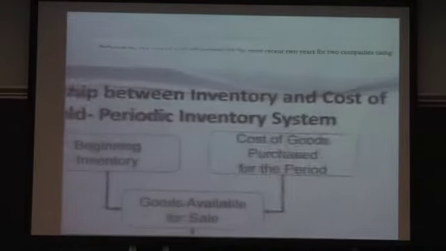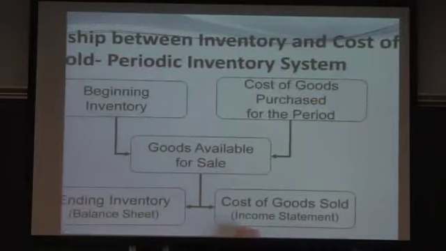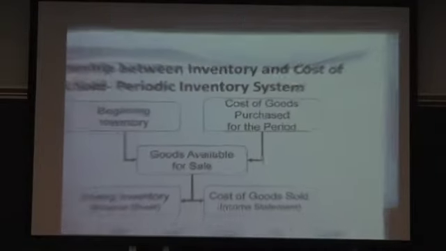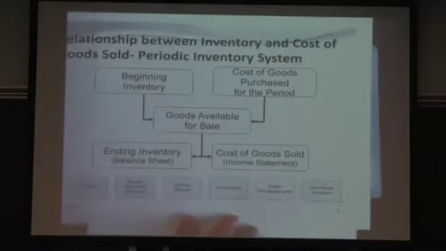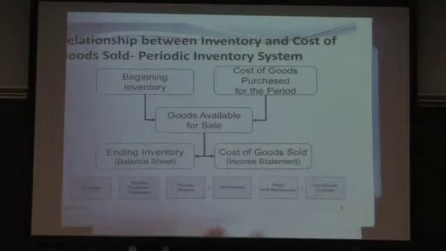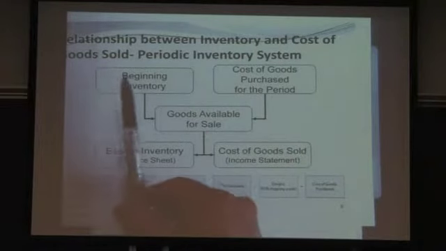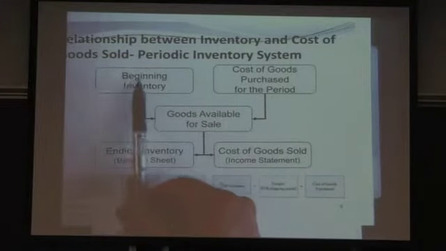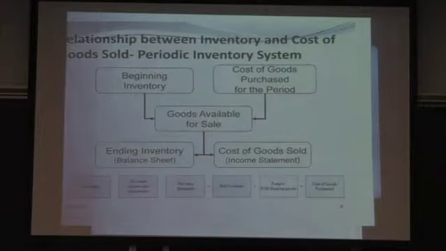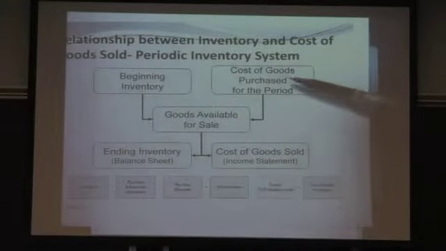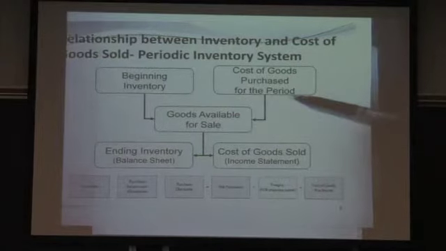So what I've done is I've prepared a short relationship between inventory and cost of goods sold. So first of all, we need to understand that goods available for sale is made up of beginning inventory, and this would have been last year's ending inventory, plus cost of goods purchased for the period.